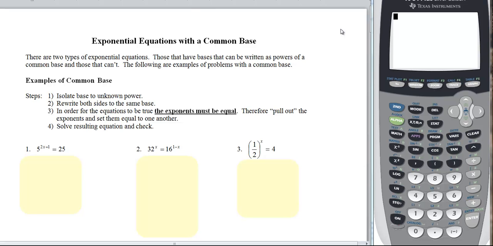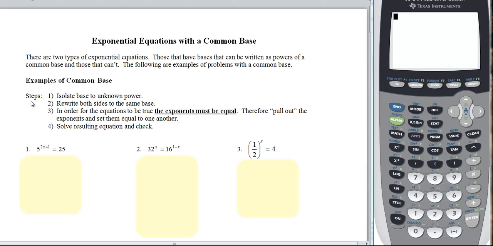Now we're going to look at exponential equations that can be written to a common base. We actually have two types of exponential equations, those that have bases that can be written as powers of a common base and those that can't. Now this video is only about those that do have a common base.